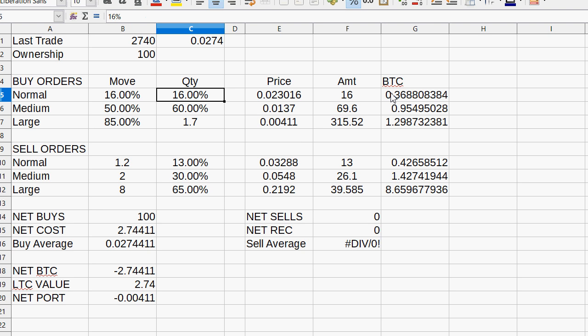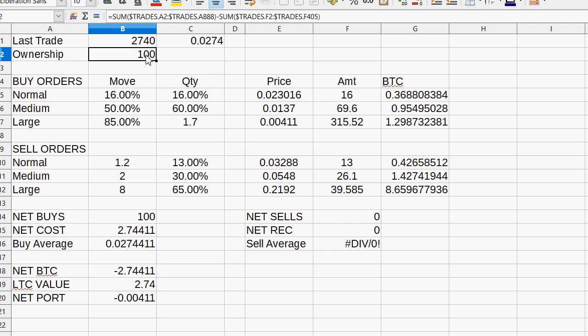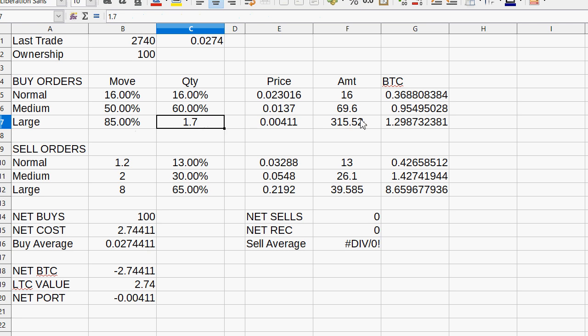Quantity: how many do you want to buy? Well, if I buy 16% of what I own, that would be 16 of them. And that means if the price were to go down in half, I'd want to almost double. So that's why I've got it set up where I'd be buying about 69. It would work out to be 85. That's almost double on the 100. And if it goes down 85%, the value is 1.7, which works out to this.